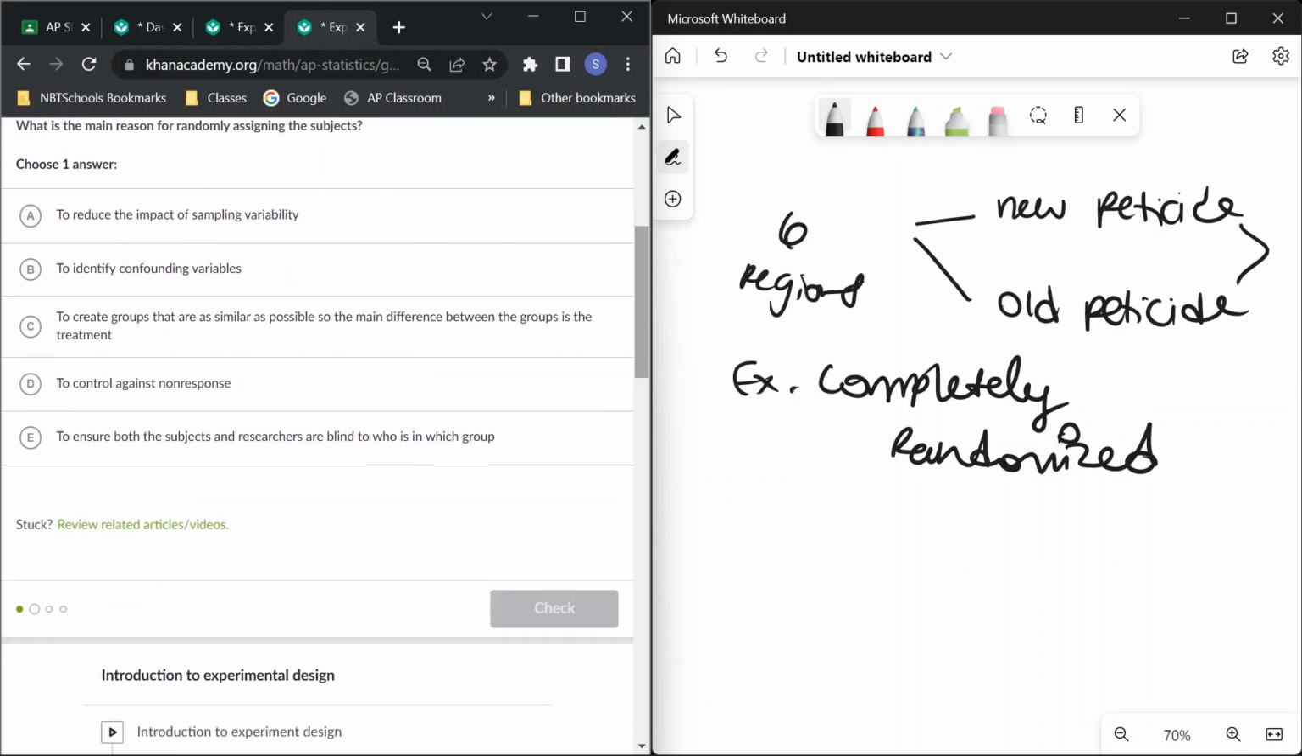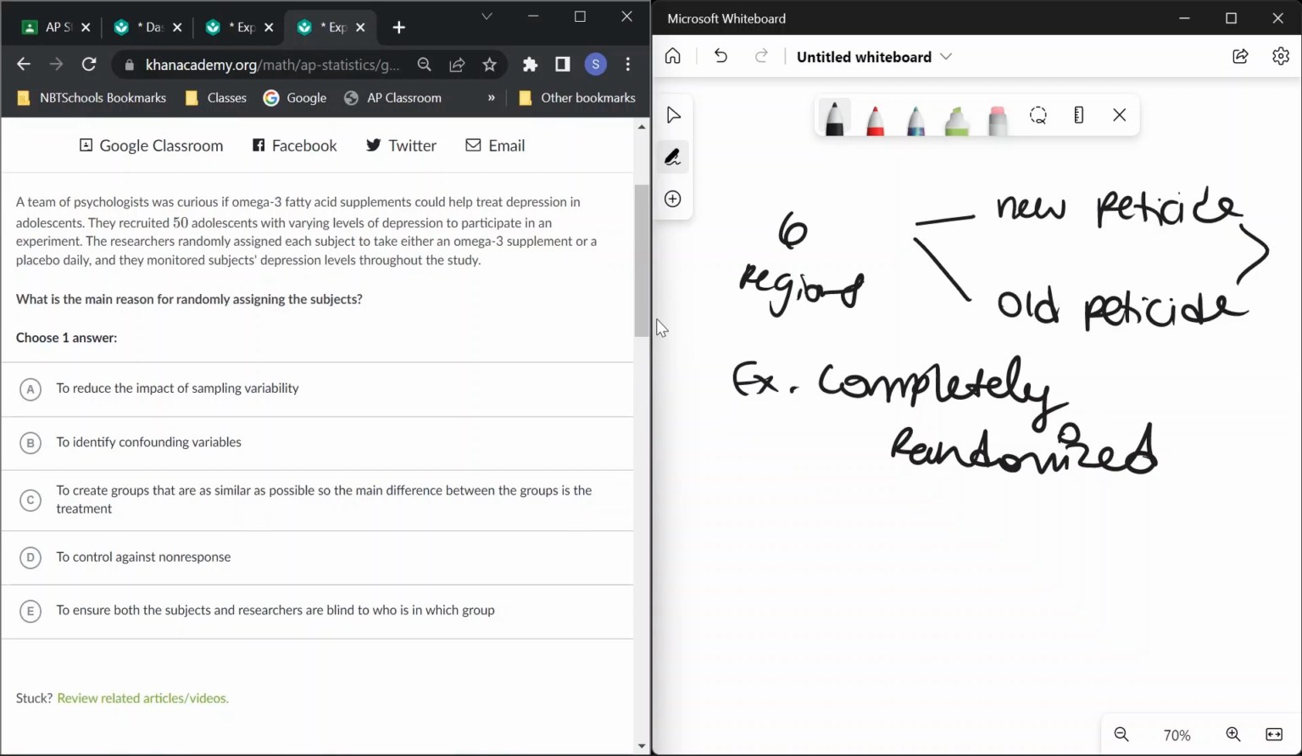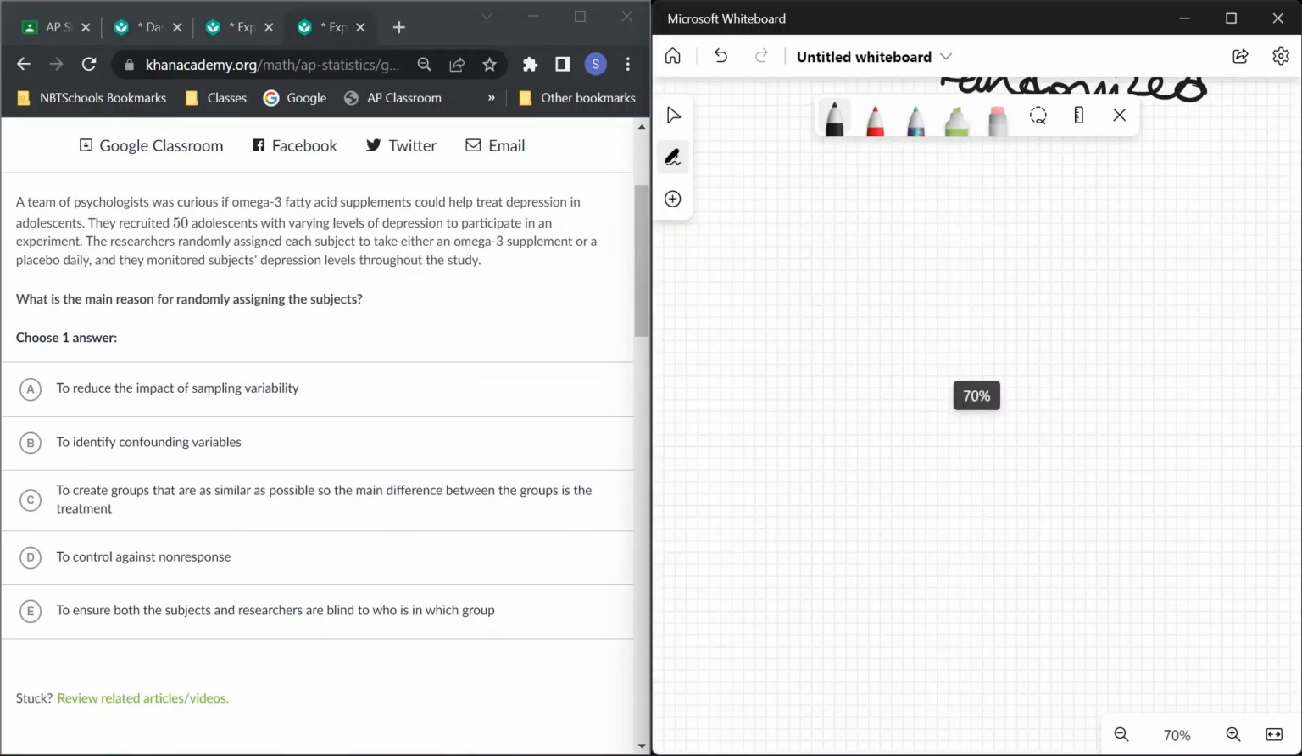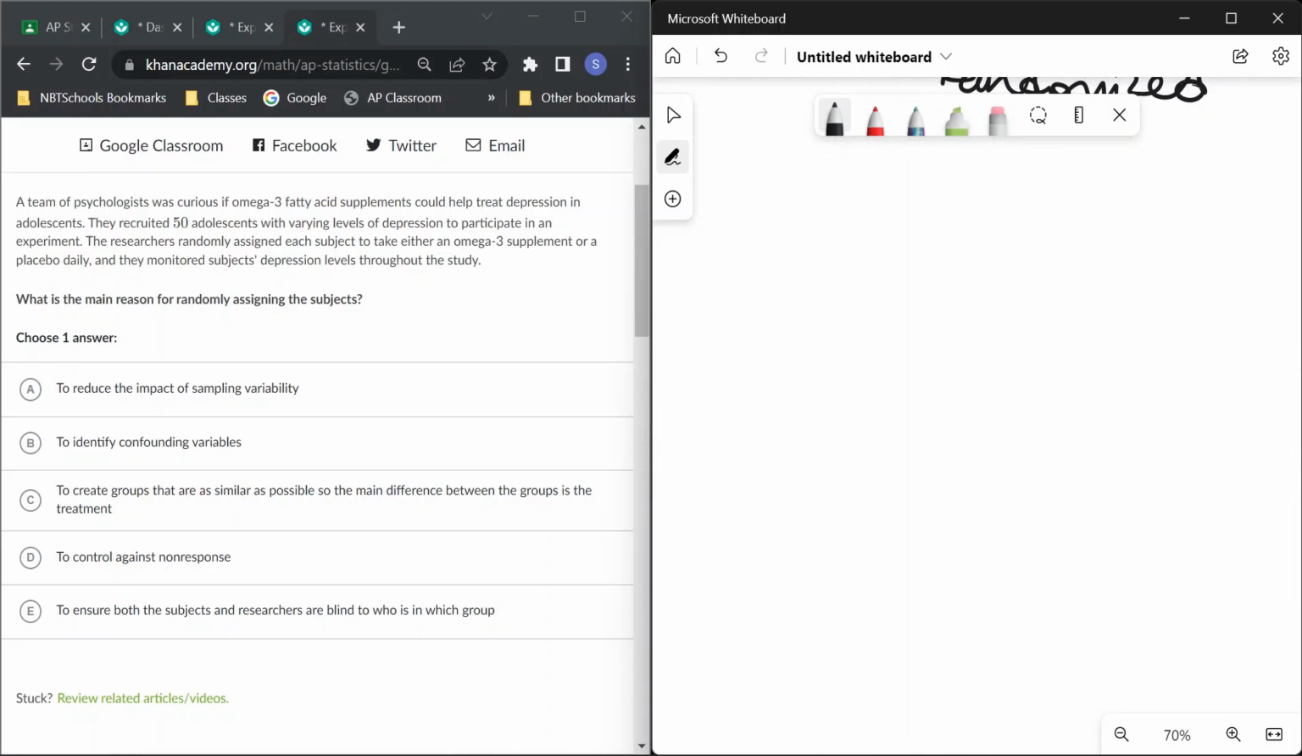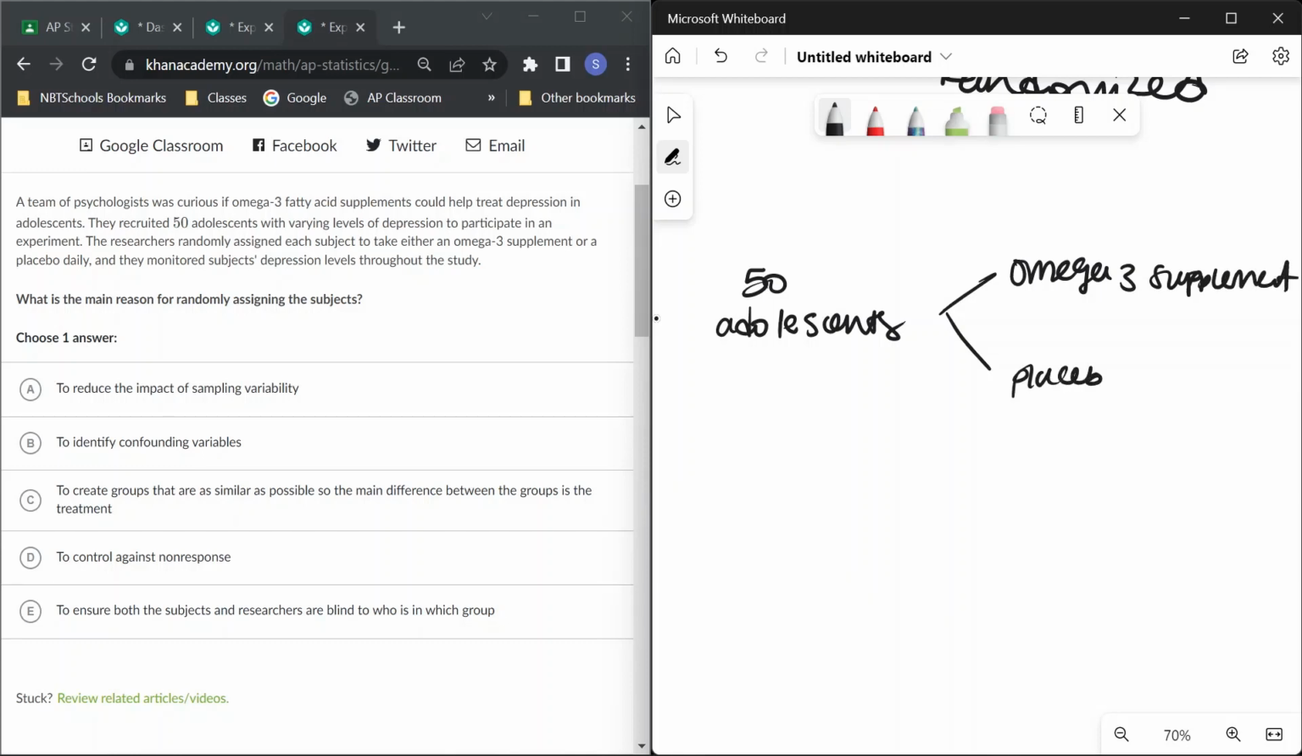Let's try one more. A team of psychologists was curious if omega-3 fatty acid supplements could help treat depression in adolescents. They recruited 50 adolescents with varying levels of depression to participate in an experiment. The researchers randomly assigned each subject to take either an omega-3 supplement or a placebo daily. So this is what, treatment.